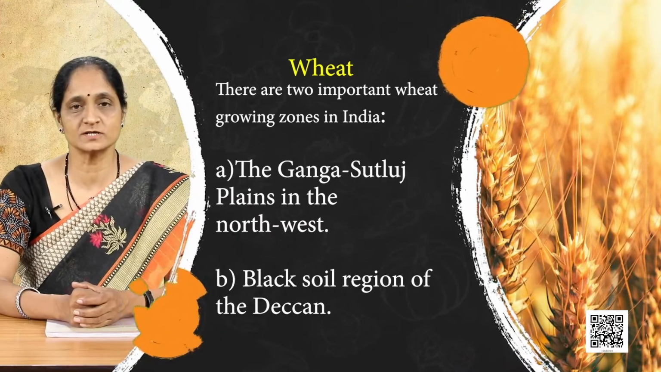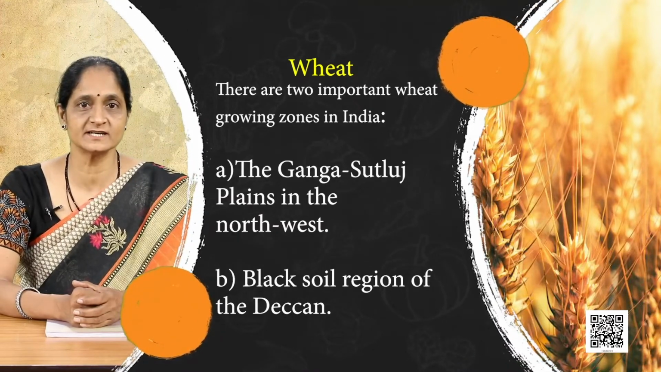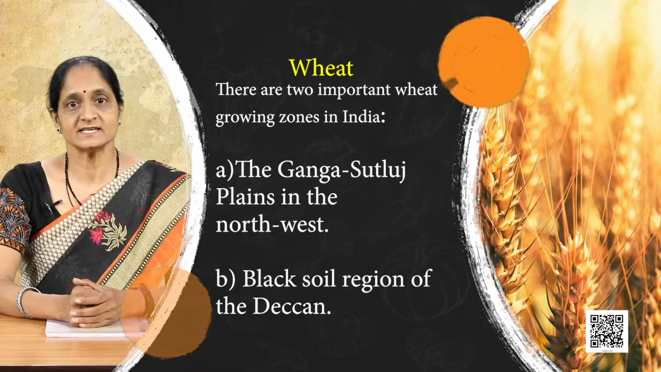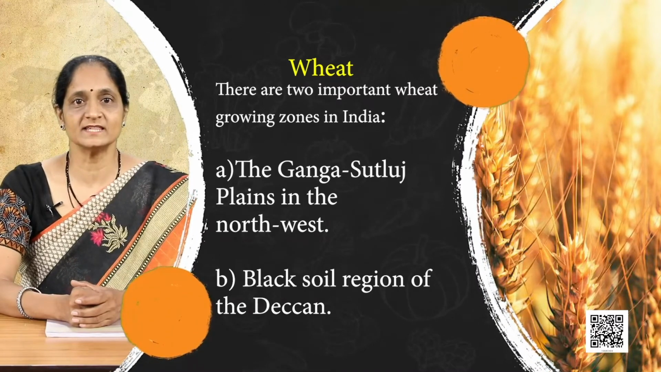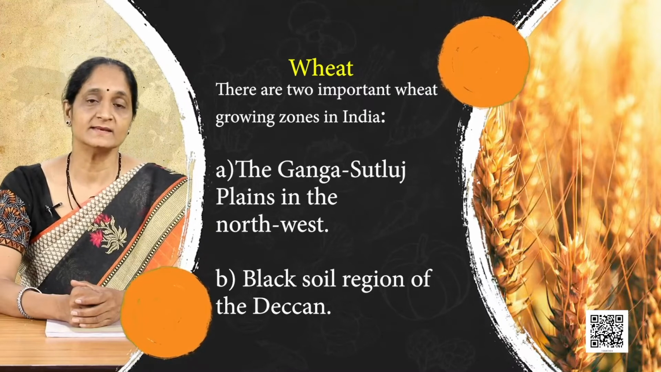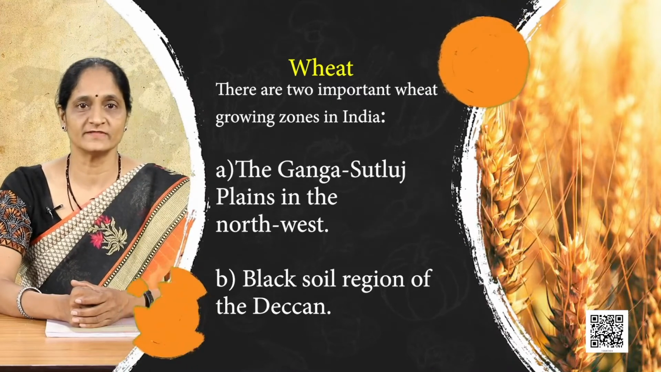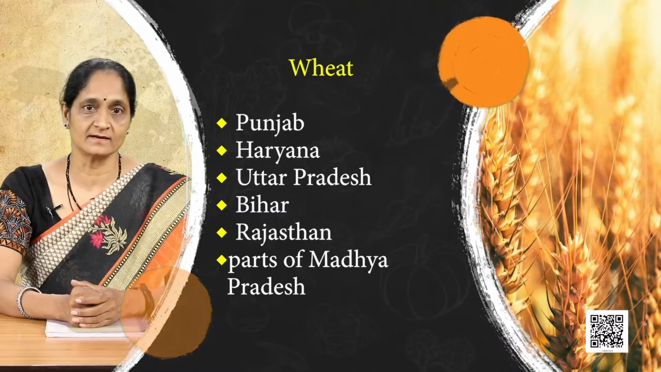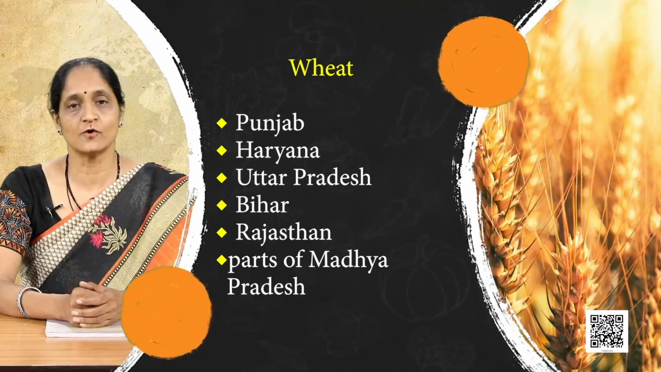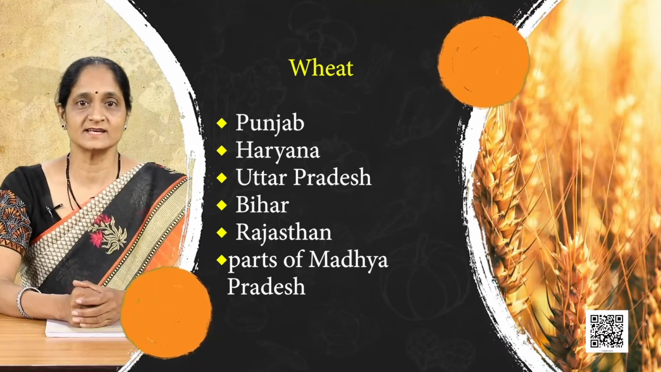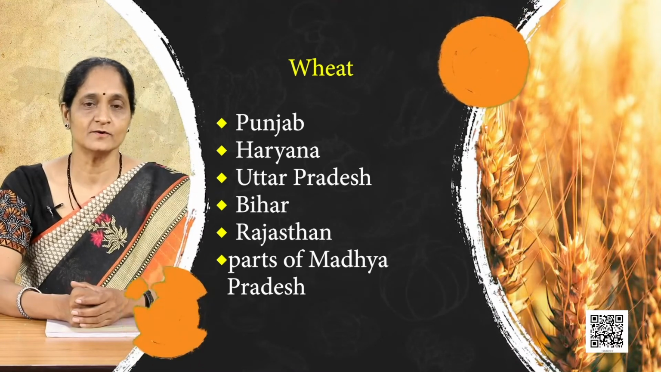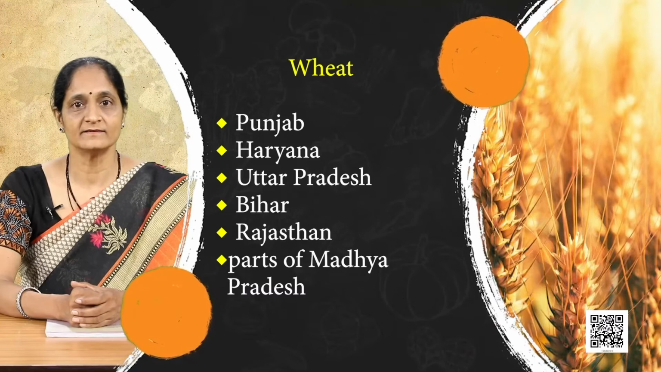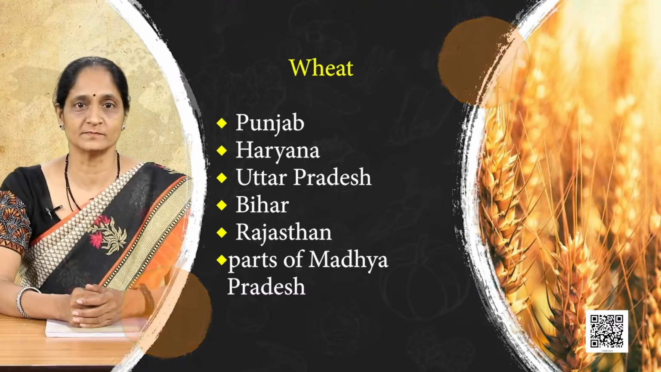There are two important wheat growing zones in India. It is the Ganga-Satluj plain in the northwest and the black soil region of the Deccan. Major wheat producing states are, well, I am sure you all are aware, Punjab, Haryana, Uttar Pradesh, Bihar, Rajasthan and parts of Madhya Pradesh.